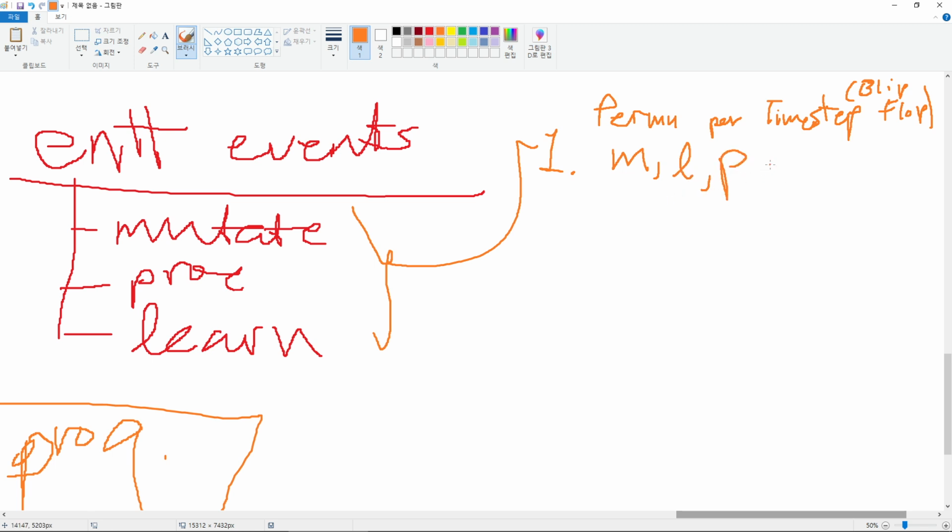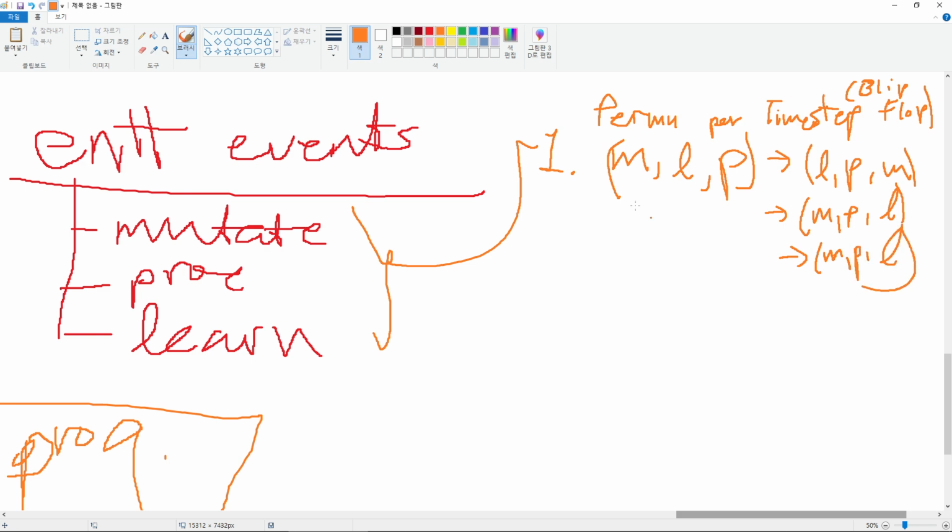In the next time step it could be learn, procreate, and mutate. In the next time step it could be mutate, procreate, and learn. And then in the next time step it could still be the same. There are only 6 possibilities, because it's 3 times 2 times 1. So that's one way of doing this, per time step.